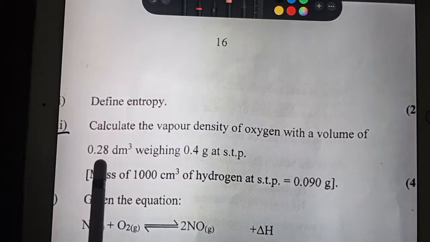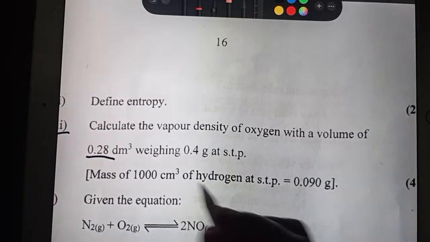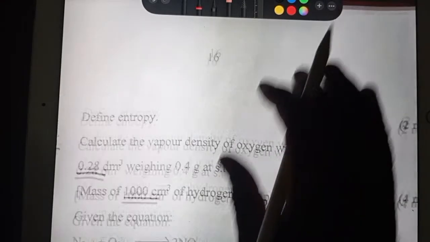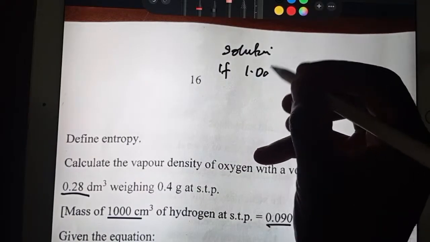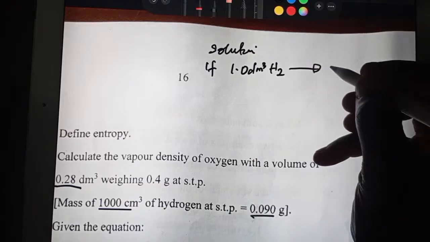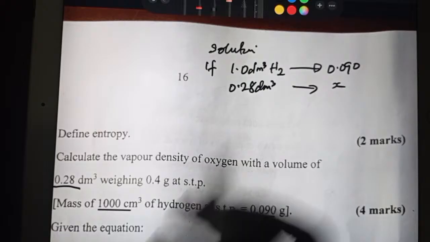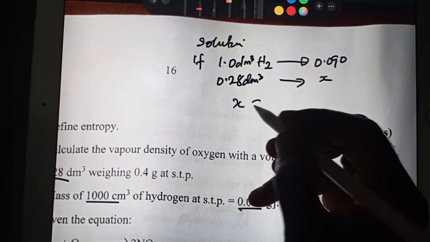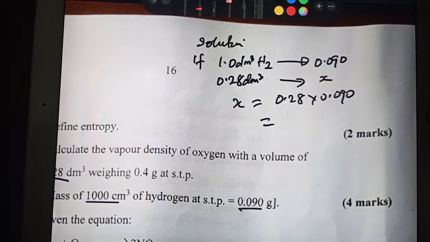Having said this, 0.28 dm cube of oxygen weighed this, then I have to give hydrogen the same volume that was given to oxygen, 0.28 dm cube, and the question already told us that 1000 cm cube weighs this. So I'm going to write solution, which means if 1 dm cube, can somebody know why I'm using 1 dm cube? Because 1000 cm cube is equal to 1 dm cube. If 1 dm cube of hydrogen gas weighs 0.090, what will 0.28 dm cube weigh? Whatever it weighs gives us the equivalent mass for the same volume of what? Oxygen. So from the mathematics, we now have that X is equal to 0.28 times 0.090. From the calculator side, we have 0.28 times 0.09.